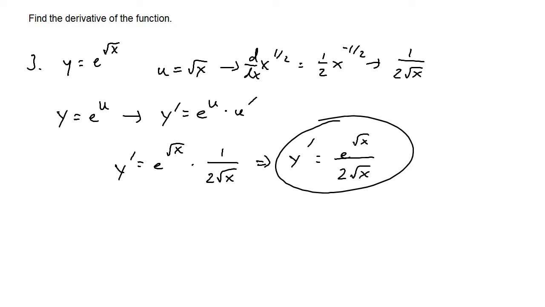Now keep in mind that once you get used to identifying your inner and outer functions, whenever you do the chain rule, you don't necessarily have to label your u's anymore, but it's just helpful if you don't know what your inner and outer functions are. So in the next couple problems, I'll be doing examples with the chain rule still, but without identifying the u.